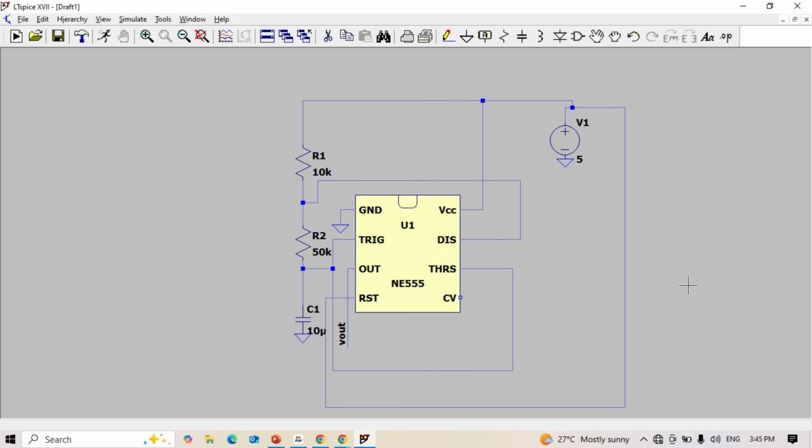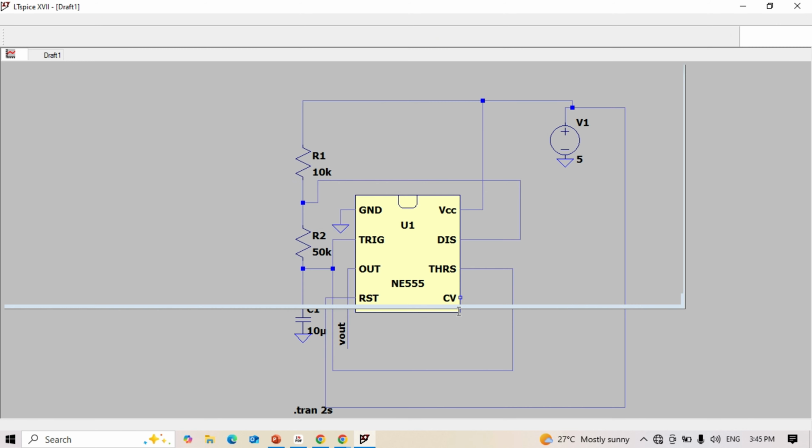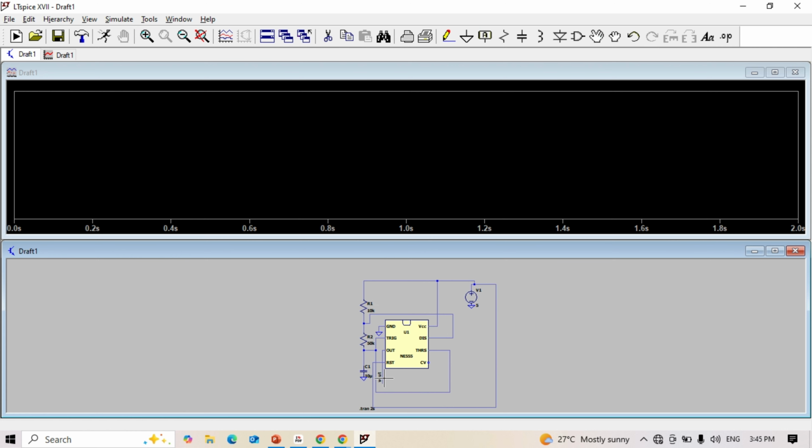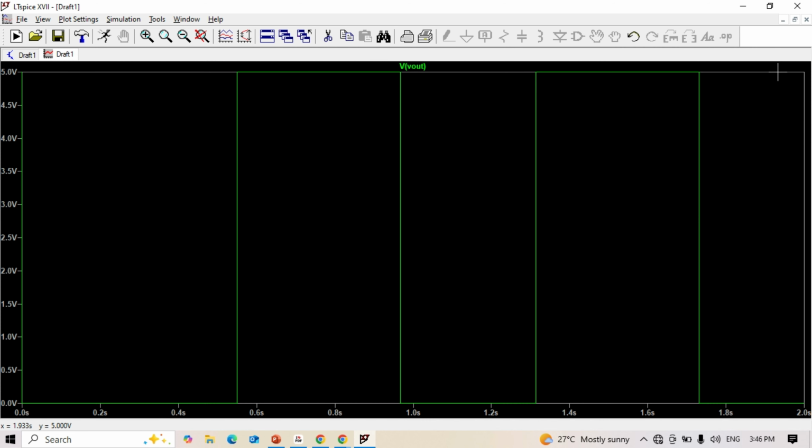Fine. So let's try to do the simulation, right? Can it generate a rectangular wave, right? Let's take this one for 2 seconds. Fine, and let's draw the output. Wow, fine. You see, it will have off time here and on time here, right? And off time here, on time here.